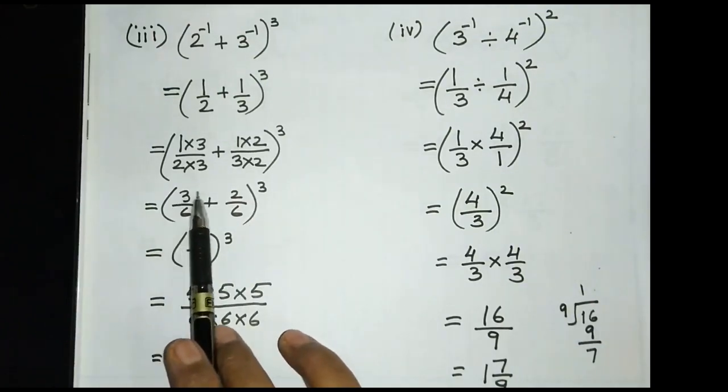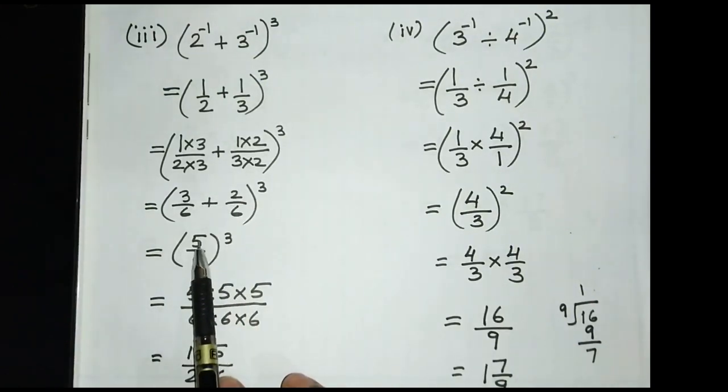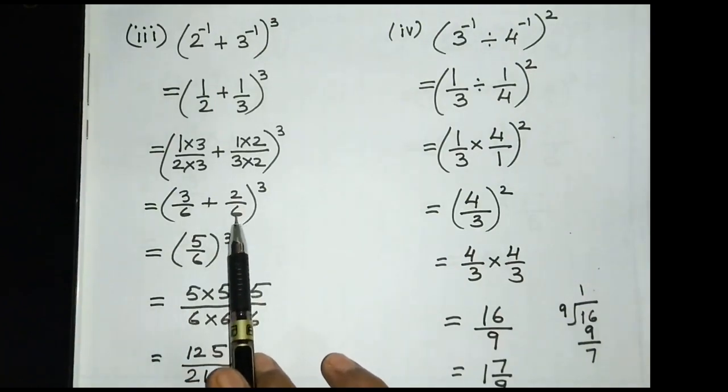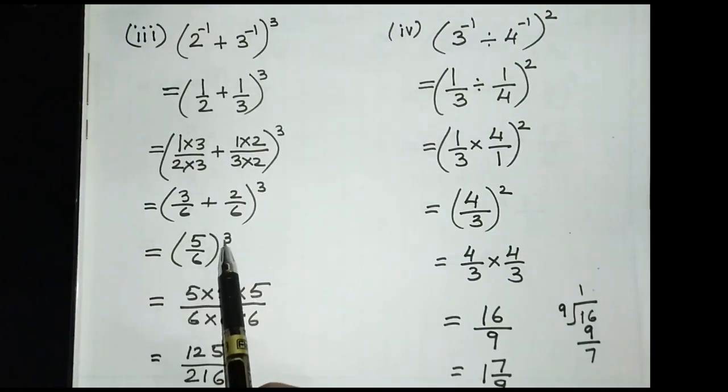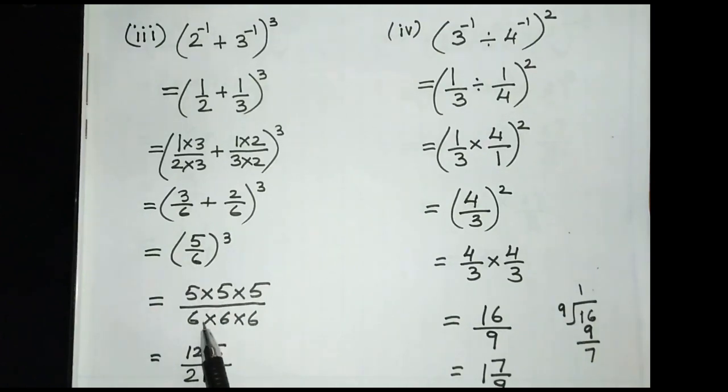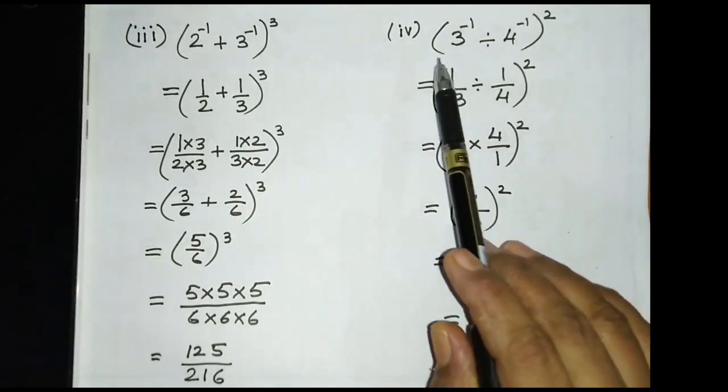Now we can directly add numerators, which comes to 5, and the denominator will be common, 6, raised to the power 3. This means 5 has to be multiplied 3 times, 6 has to be multiplied 3 times, which comes to 125 by 216.